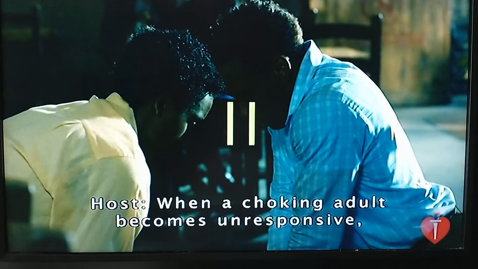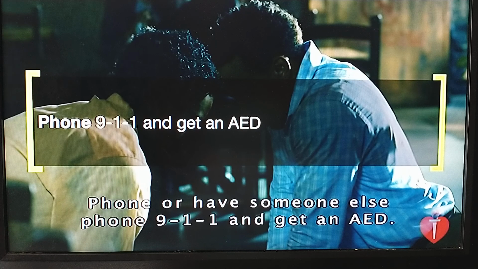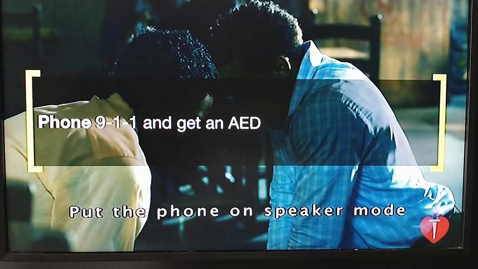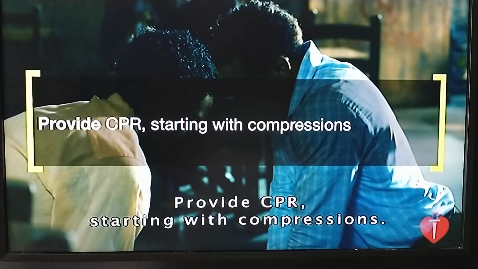When a choking adult becomes unresponsive, shout for help. Phone or have someone else phone 911 and get an AED. Put the phone on speaker mode so that you can talk to the dispatcher. Provide CPR, starting with compressions.